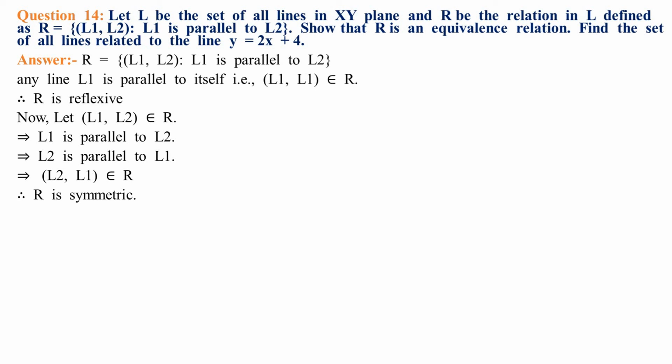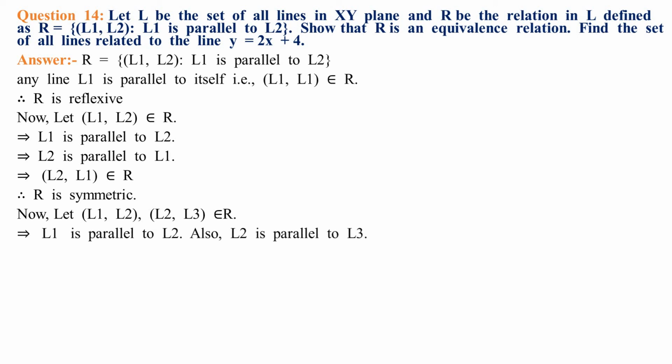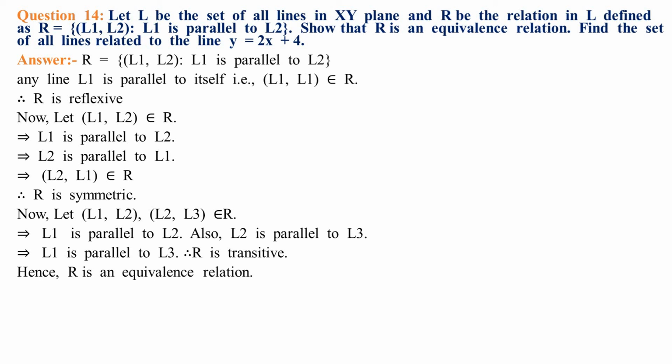Next, the transitive relation. Let (L1, L2) belong to R and (L2, L3) belong to R. That means L1 is parallel to L2 and L2 is parallel to L3, which implies L1 is parallel to L3. Therefore R is a transitive relation. Hence R is an equivalence relation.